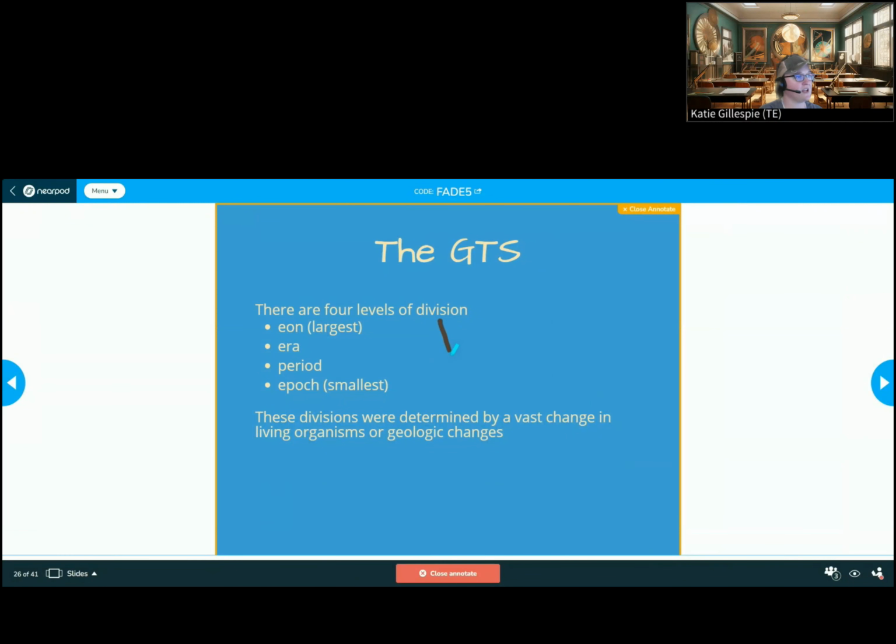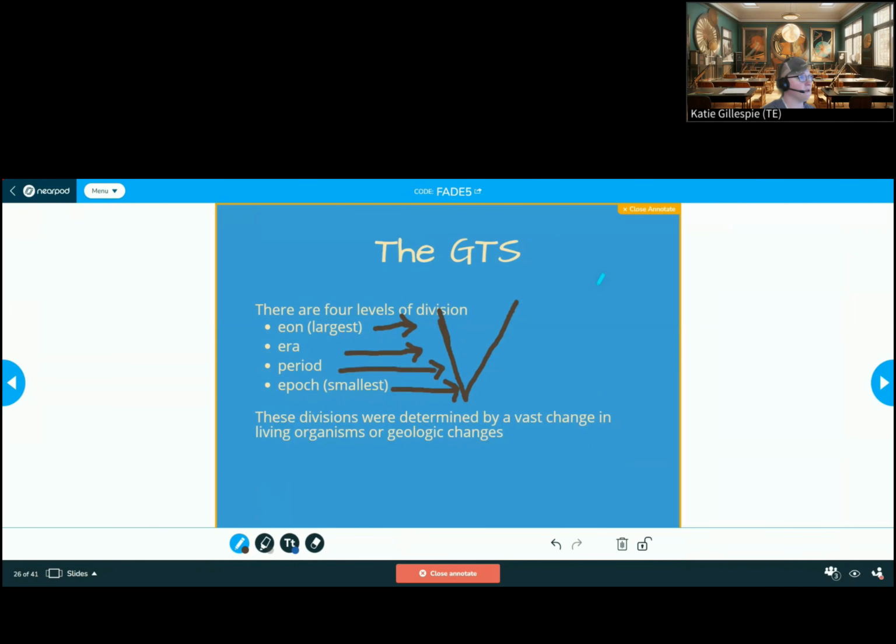And so you kind of look at it like this. If I annotate the screen, we got very large division up here, and then era is a little bit smaller division. Period is a little bit smaller than an era, and then the smallest division of time is called an epoch.